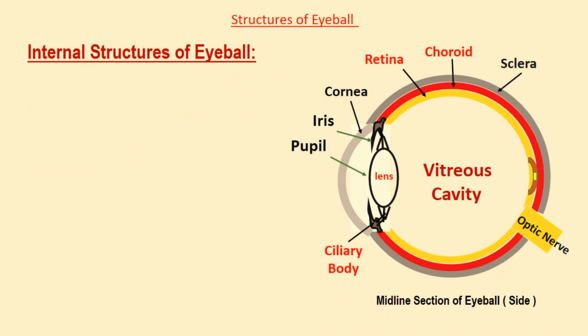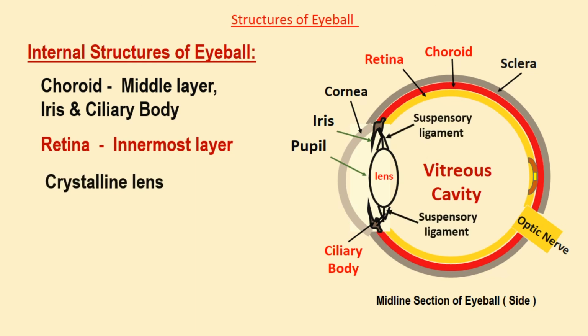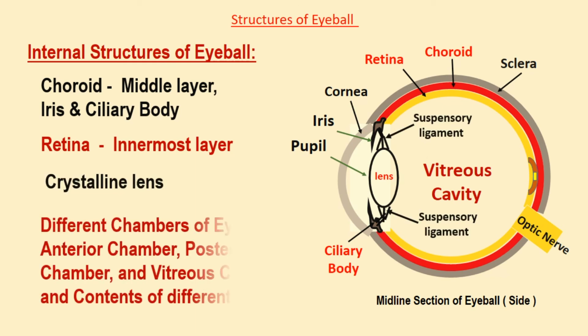In this part, we came to know about choroid, the middle vascular layer, retina, the innermost and light-sensitive layer, the crystalline lens, and different chambers or spaces inside the eye: anterior chamber, posterior chamber, vitreous chamber, and contents of different chambers.